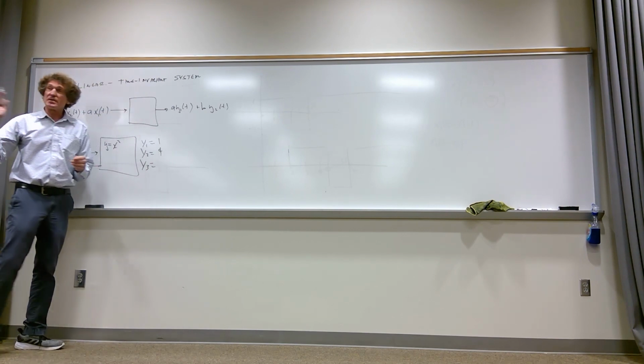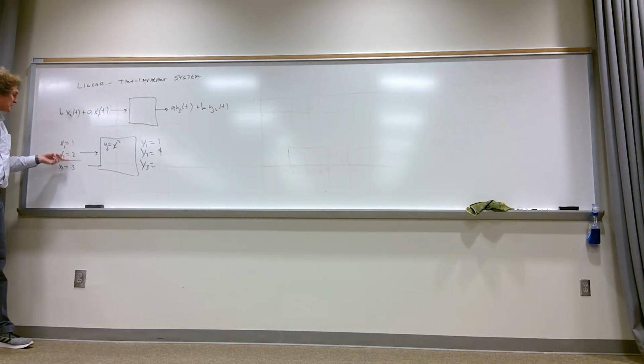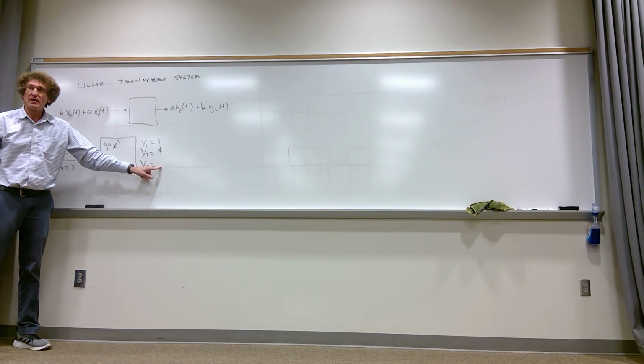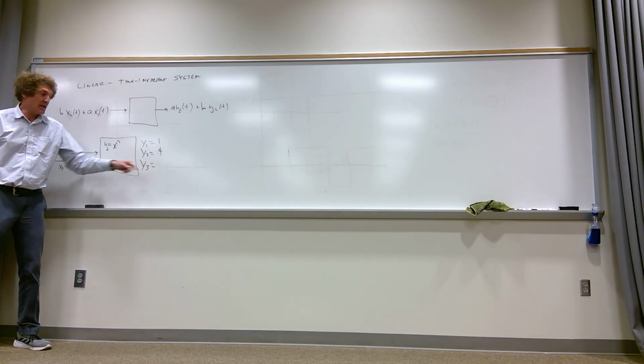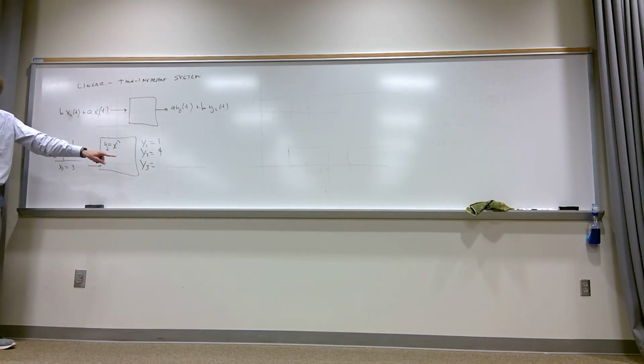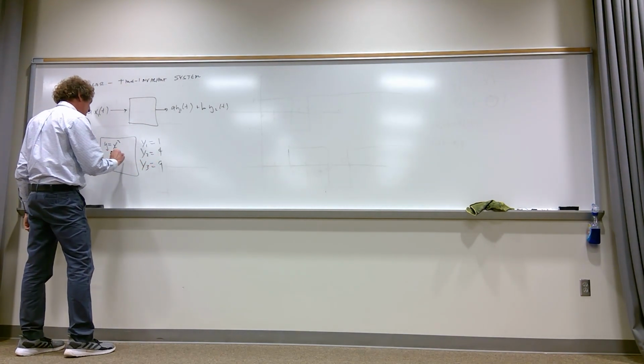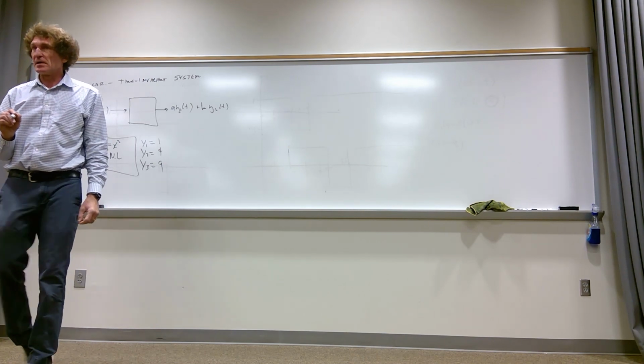Now, if it's a linear system and I added these 2 inputs for 3 going in, I should get 5, right? But what do I get? 9, right. It's a nonlinear system. This is nonlinear. We're not going to be talking about nonlinear systems.